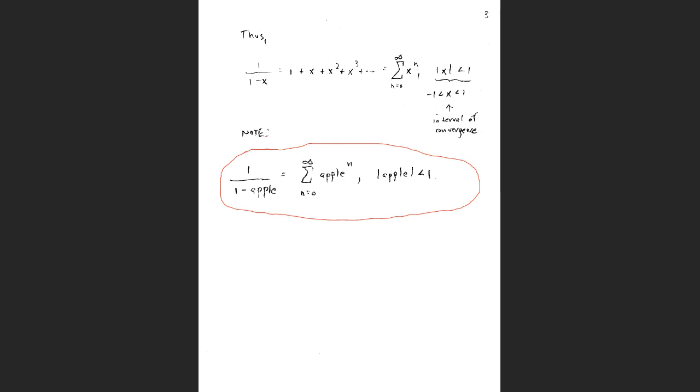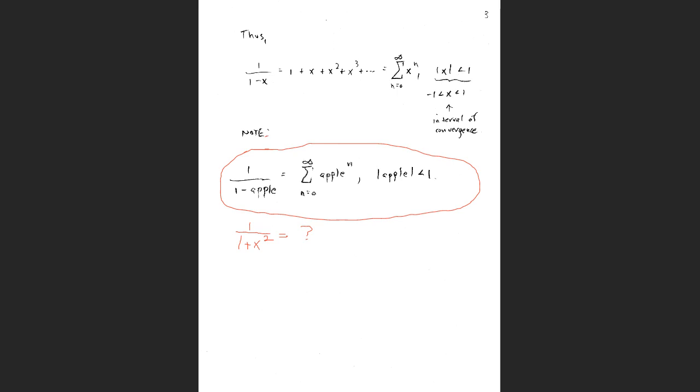Okay, well, remember what we're trying to do now. We have the function 1 over 1 plus x squared. And we're trying to express 1 over 1 plus x squared as a power series, right? That was the example that we're trying to do.